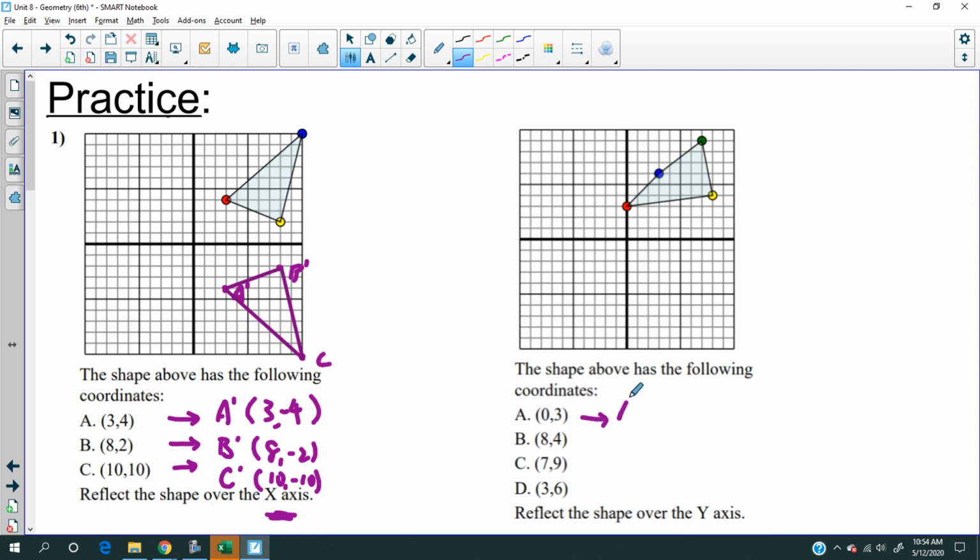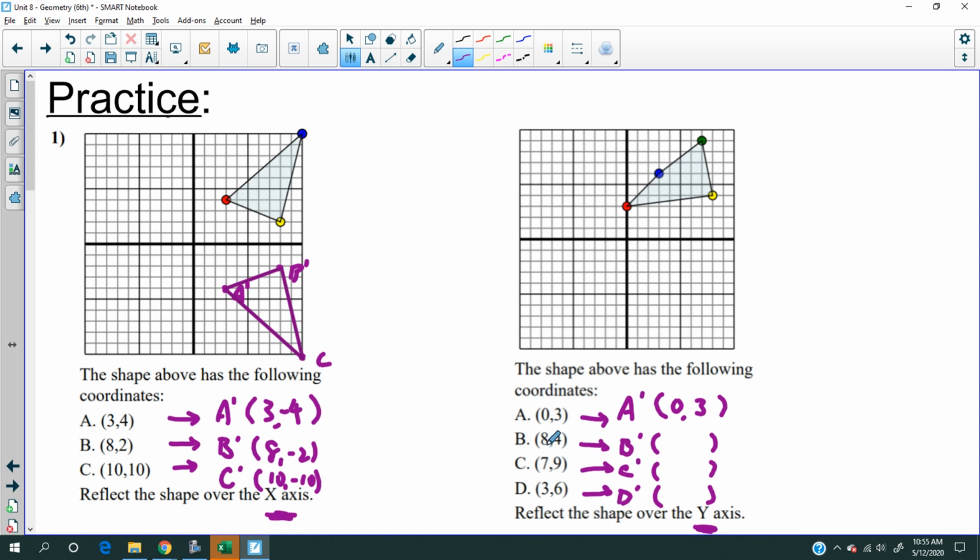Now they gave us the coordinates already. So A prime, B prime, C prime, D prime. Now, what do they want? Look carefully. With these questions, the most important thing is where do they want to reflect off of, the x-axis or the y-axis? If they want to reflect off the y-axis, that means the first value, the x-coordinate, changes, right? So what does 0 become? Still 0, right? There's no such thing as negative 0. So 0, 3, nothing changed, in other words.